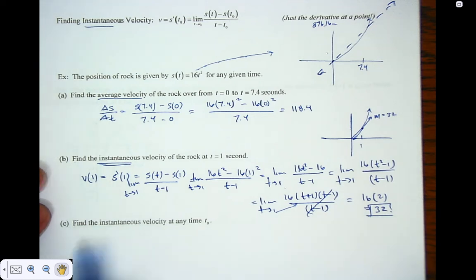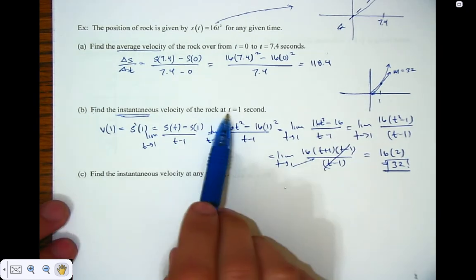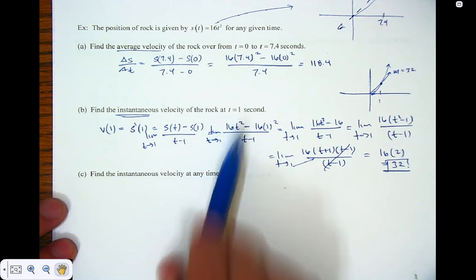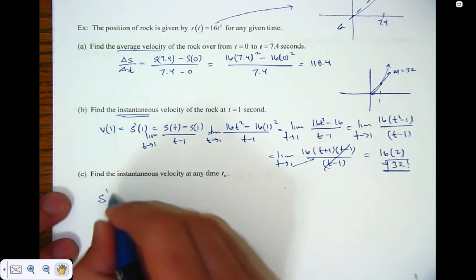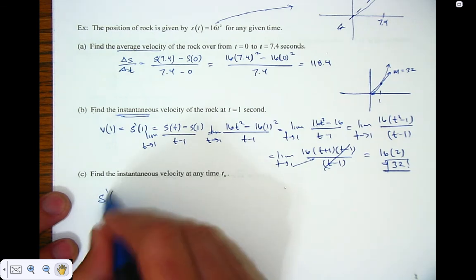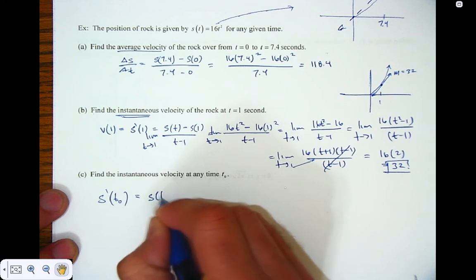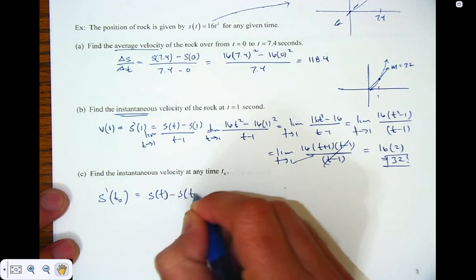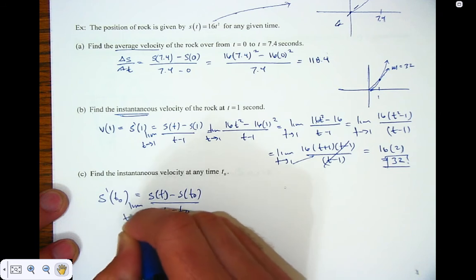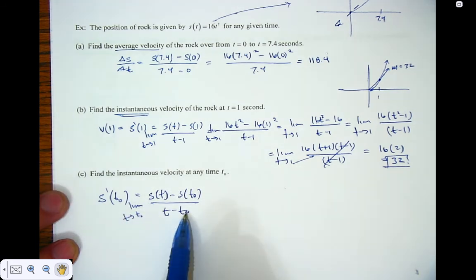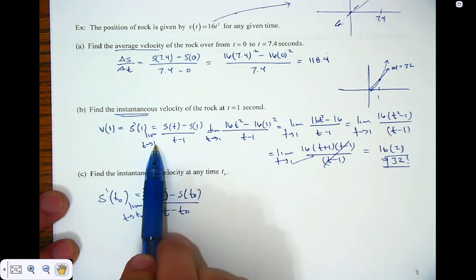All right, so find the instantaneous velocity at any time. Well, instead of having a time value of 1, now we're just going to plug in t sub 0. And so this is exactly the same thing. We want the derivative of the position at some time t0. By definition, that's S of t minus S of t0 over t minus t0. And again, that's the limit as t approaches t0. So all we did is take out this 1 because we don't know it, and we plugged in t0.